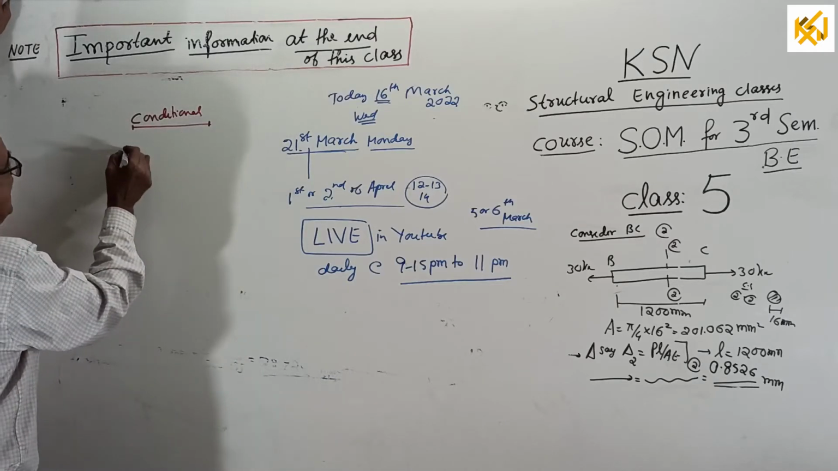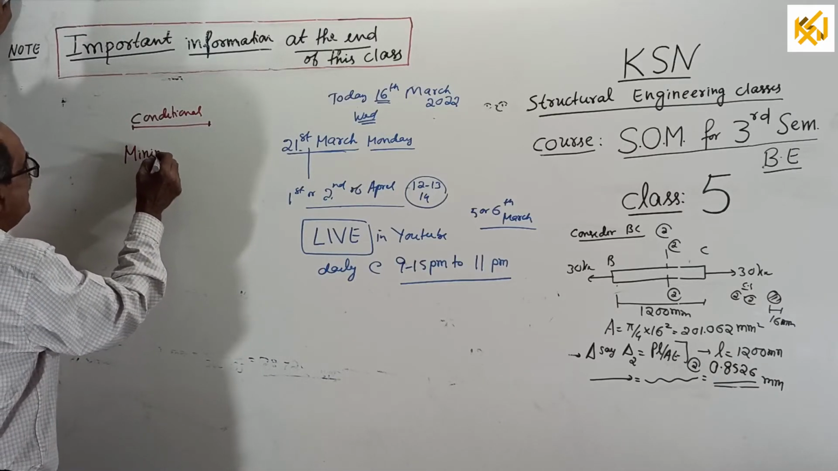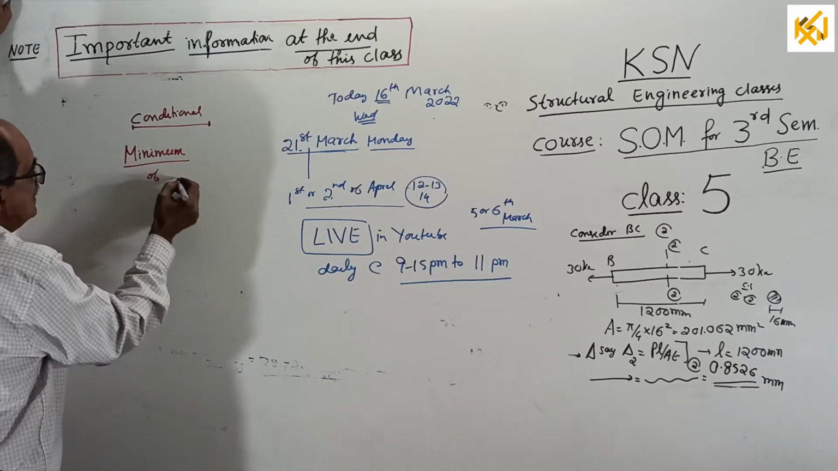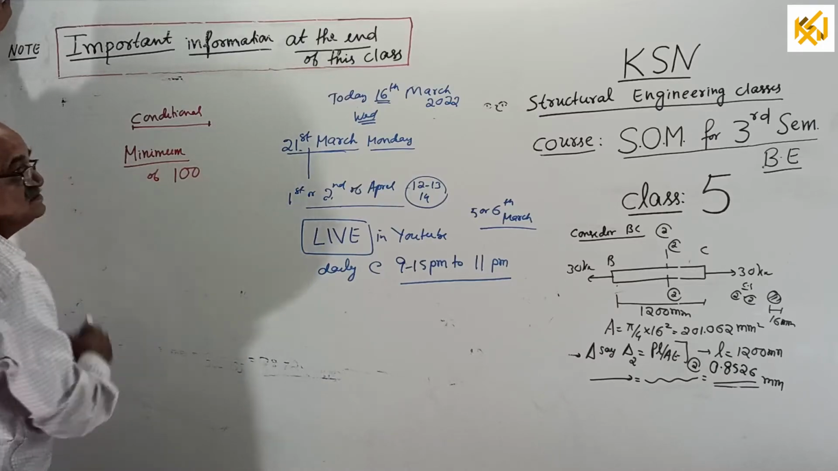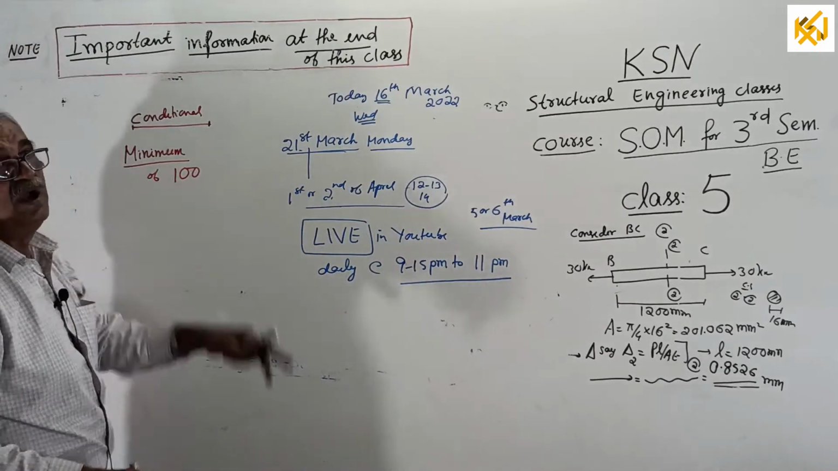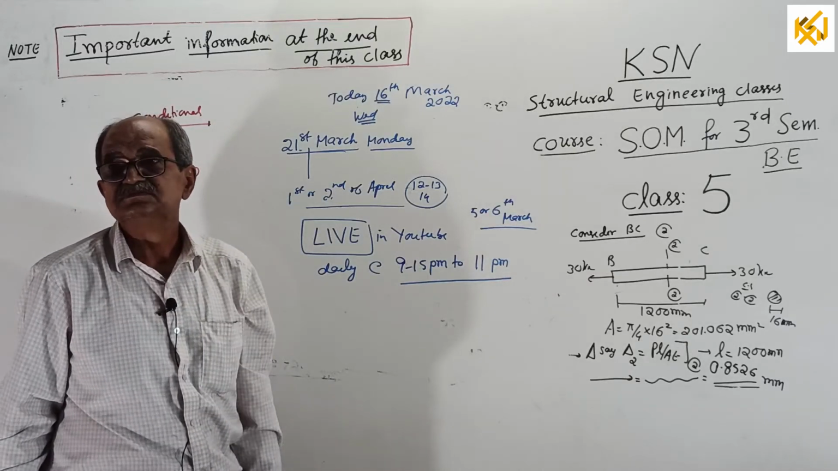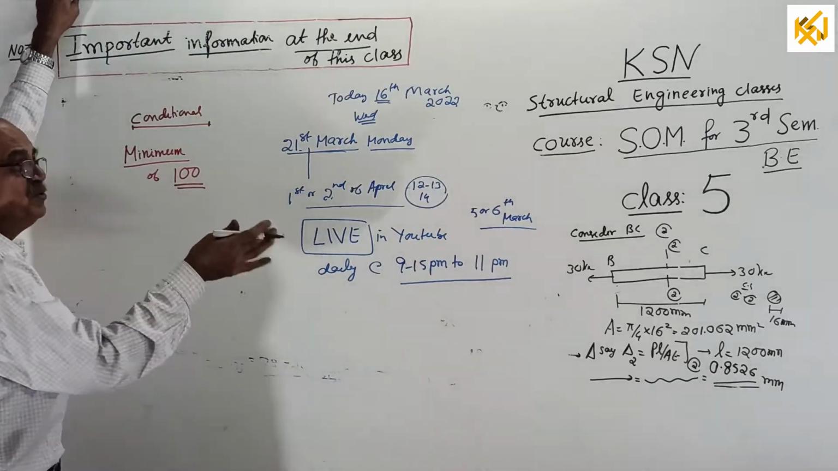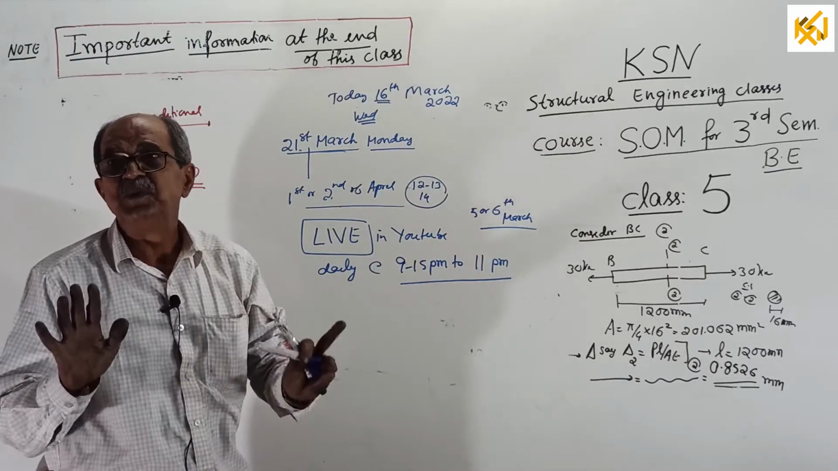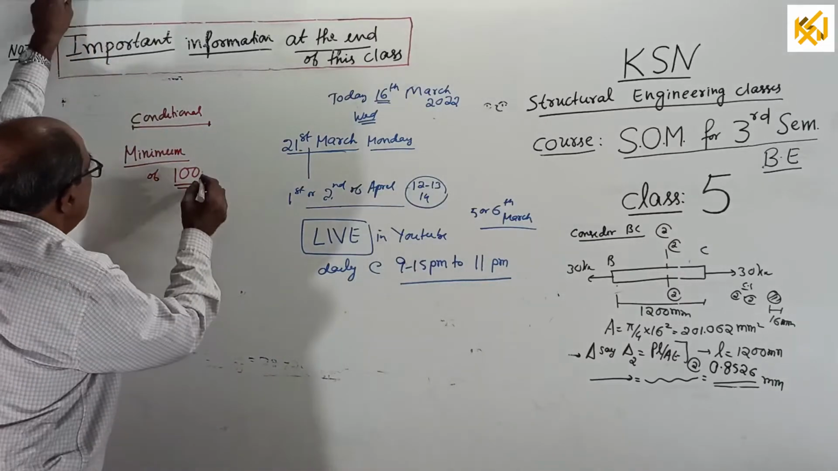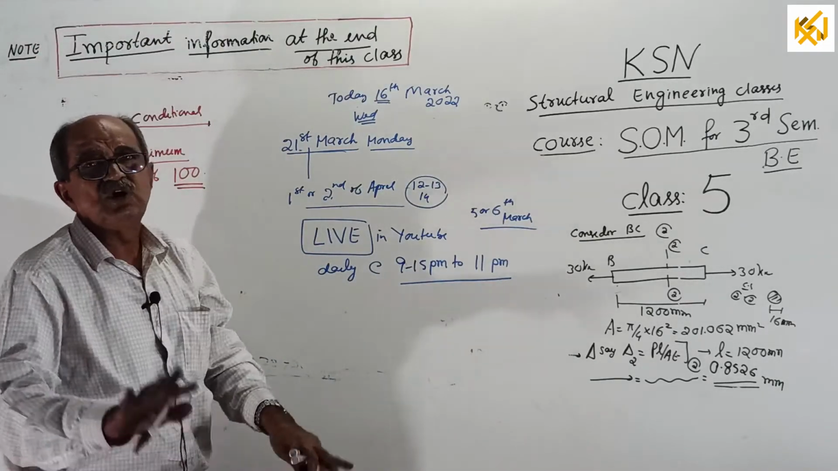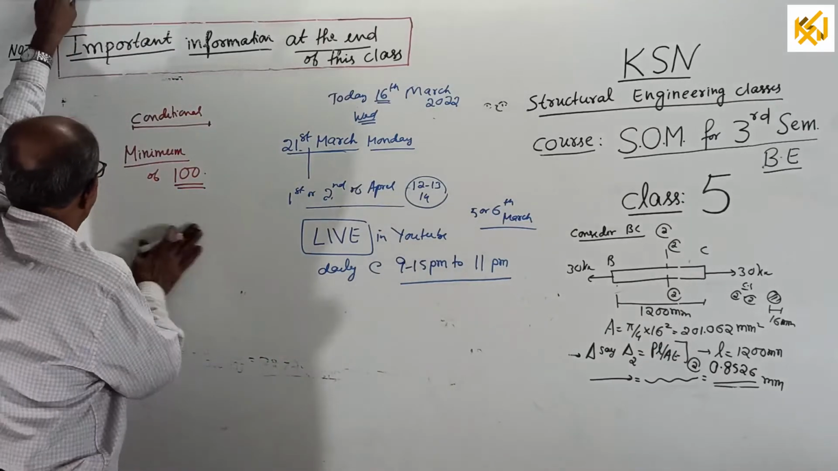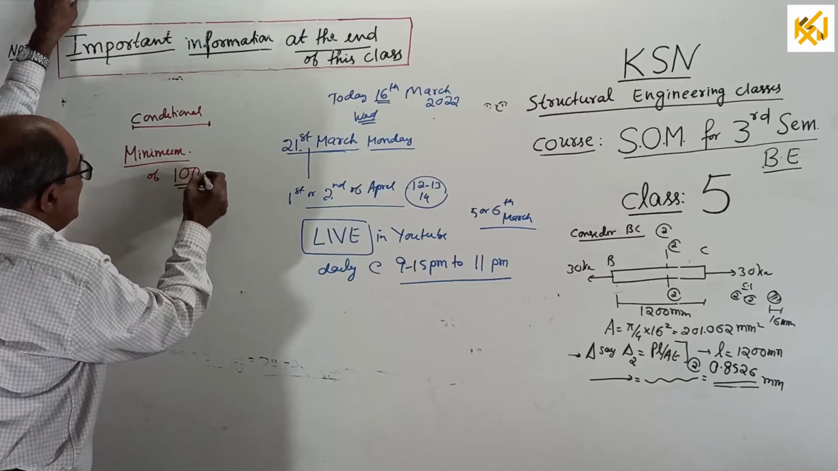The condition is a minimum of. You know what minimum means? Minimum means not less than, at least. A minimum of 100 participants should be there. There should be 100 live users. You know it, 100 people should be attending at a time. If the strength goes below 100, I will stop the streaming immediately. So don't plan for exactly 100. On the safer side, a little more. Serious people, minimum 100 required.